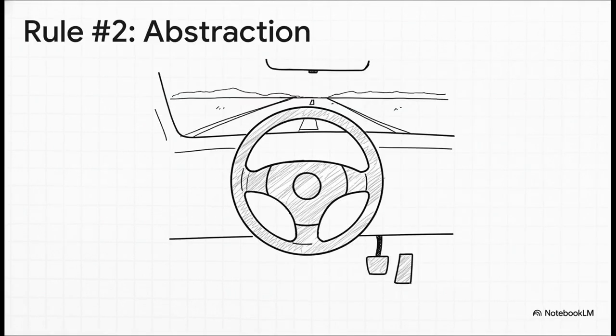Pillar number 2, abstraction, is a close cousin to encapsulation. It's all about showing only what's necessary to the user. I mean, think about driving a car. You interact with a steering wheel, a couple of pedals, and a gear shifter. That simple interface abstracts away thousands of crazy complex mechanical things happening underneath. Abstraction makes the whole thing easy to use without needing an engineering degree.